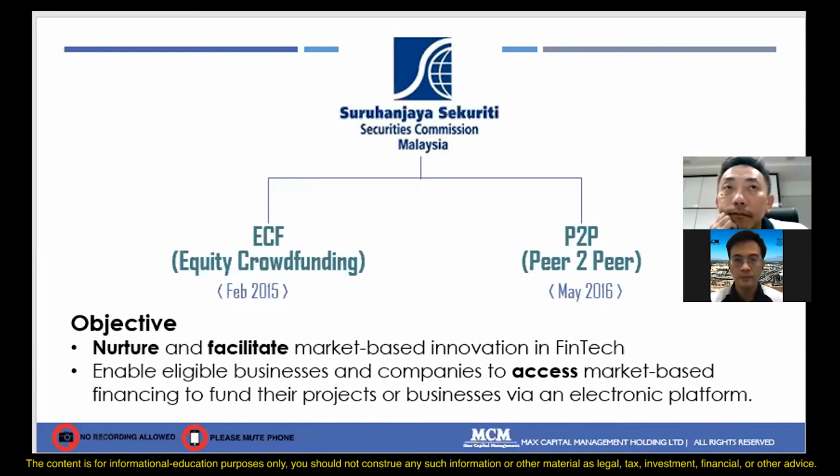Okay, so the equity crowdfunding platform, ECF, was actually introduced to our public since February 2015, and peer-to-peer, if you can see, from May 2016. Basically, in this structure, the SC wants to nurture and also facilitate market-based innovation in fintech. Those days, investing into startup companies was very difficult. So the government thought about it and wanted to give more flexibility for companies to raise funds from the public, but they also have to put in some regulation. That's why they have this regulation under equity crowdfunding, using an online platform, where eligible businesses and companies can access market-based financing to fund projects via an electronic platform. So they can do it online.